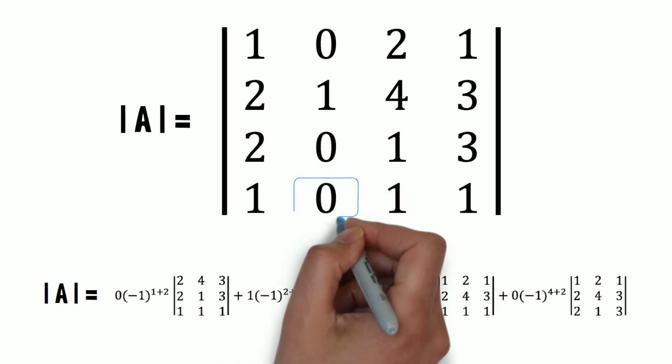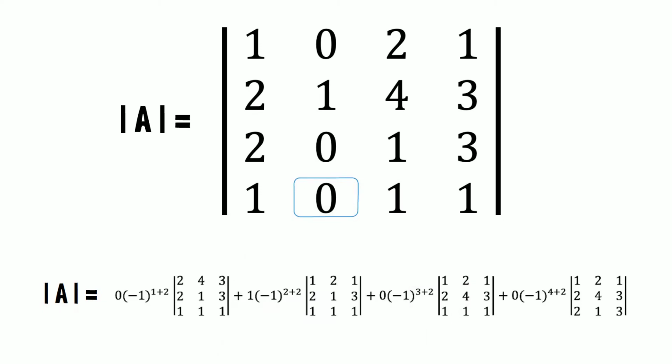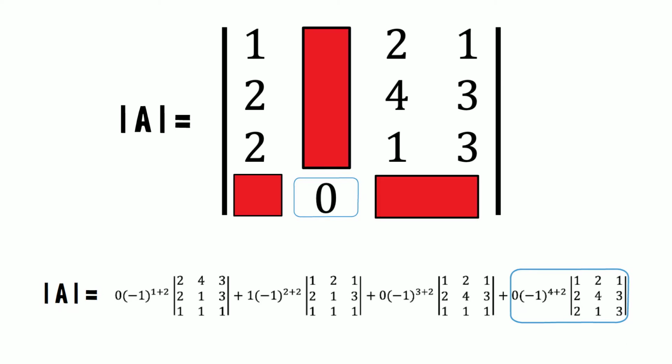Lastly, we add the cofactor of 0 in the fourth row and the second column. To find this cofactor we multiply 0 by negative 1 raised to the power 4 plus 2, because the element is in row 4 and column 2. We then multiply this by the determinant of order 3 that remains when we remove the fourth row and the second column of the determinant of A. So the determinant with entries 1, 2, 1, 2, 4, 3 and 2, 1, 3.